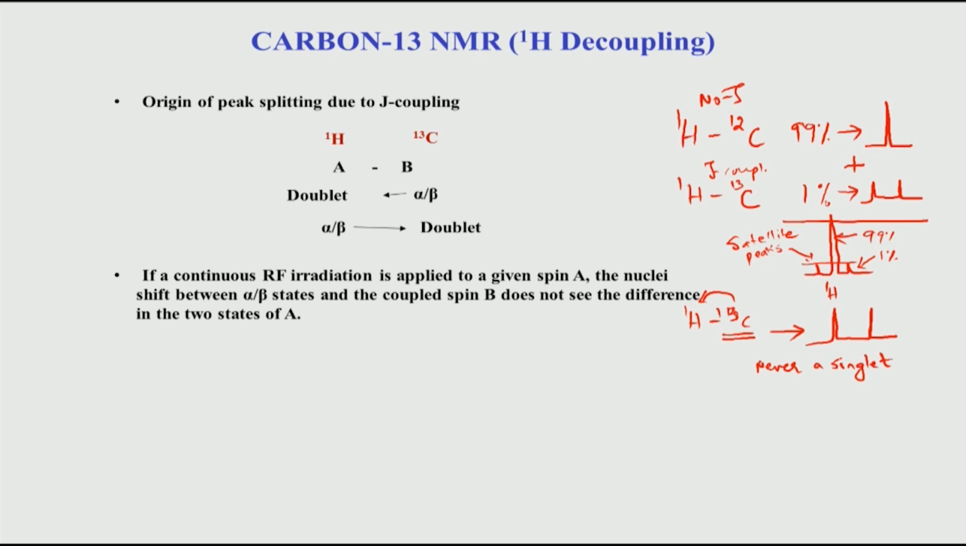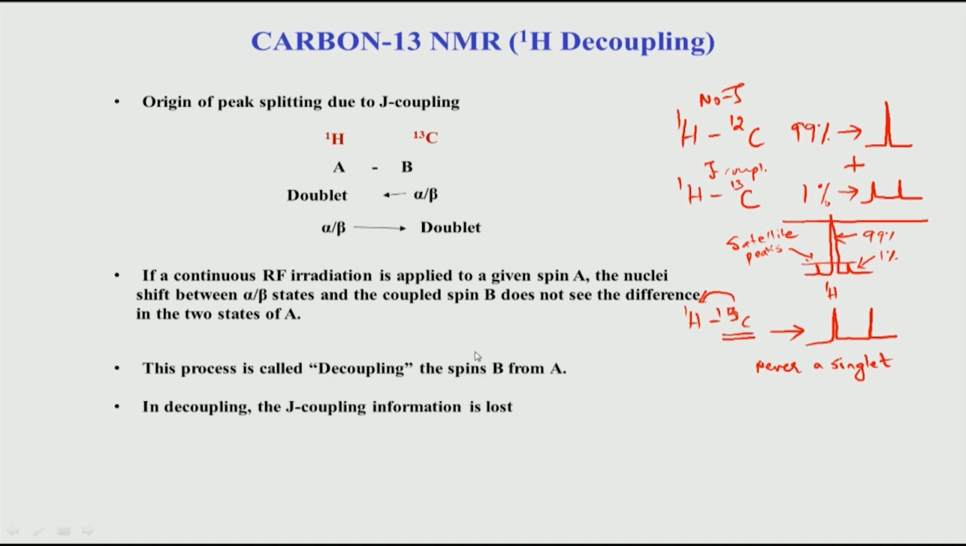When the population becomes equal, as far as carbon is concerned, it does not see any difference now between alpha and beta, because alpha and beta are now equal. Therefore, it does not see any difference in the spin state. When that happens, this peak becomes a singlet. So, this process of doing an RF irradiation on one spin so that it removes the J coupling is called decoupling. There are a variety of decoupling methods available in literature.